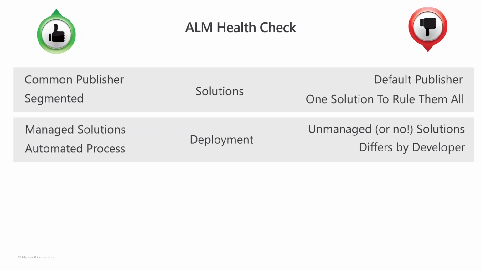Deployment, use managed solutions to move them between environments, and use automated processes where it's appropriate. Like obviously where the effort and risk are, leave that call to yourself. But if you want to implement DevOps stuff, then that's a good idea to do that. The bad stuff there, like unmanaged or no solutions at all, but even if the process isn't automated, do have a deployment process so that it doesn't differ by developer.